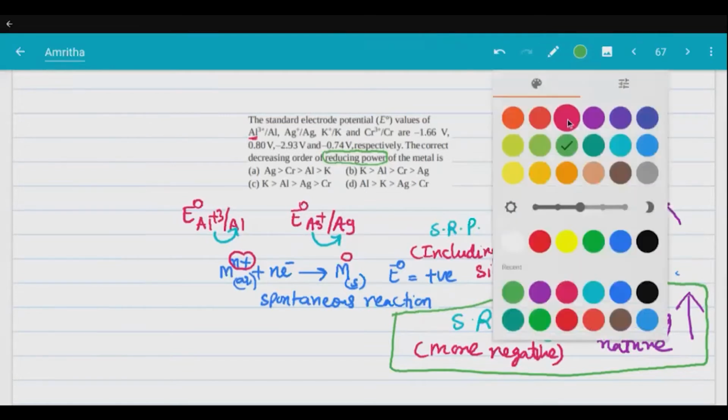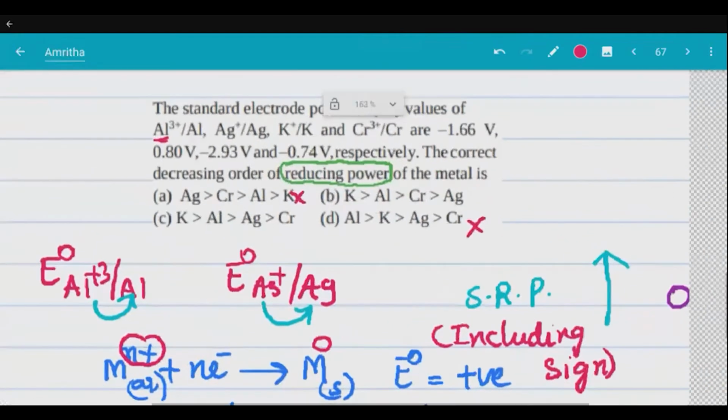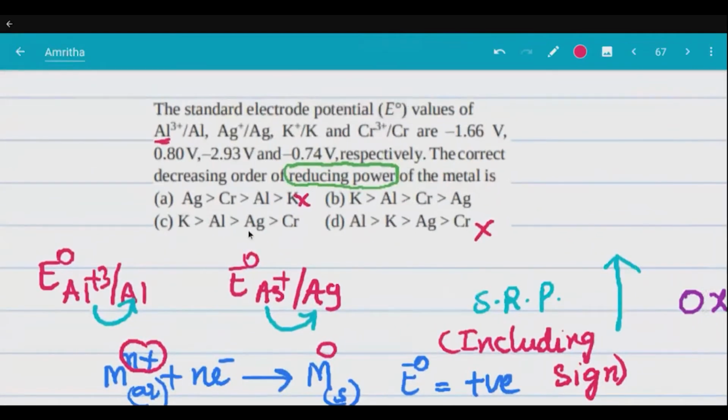So you can eliminate these options, they are not correct. Either B or C. But in B or C, silver is positive while all others are negative. Silver should be least. If it is more negative, it is a good reducing agent. On the positive side, it is a weak reducing agent. Understood? It's a very important concept from electrochemistry. So option B is the right answer.